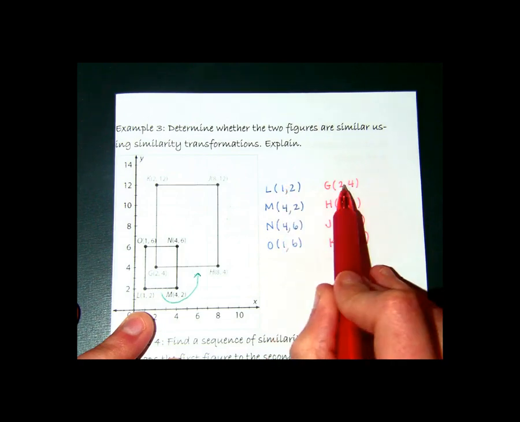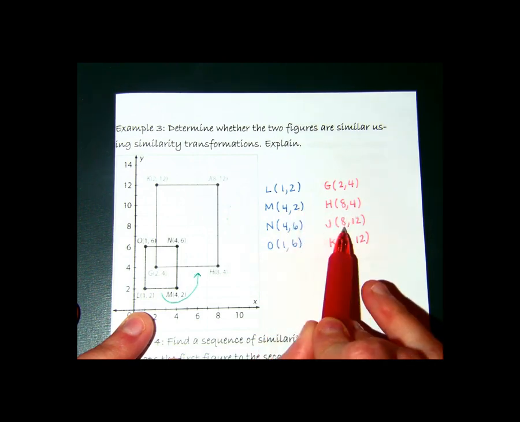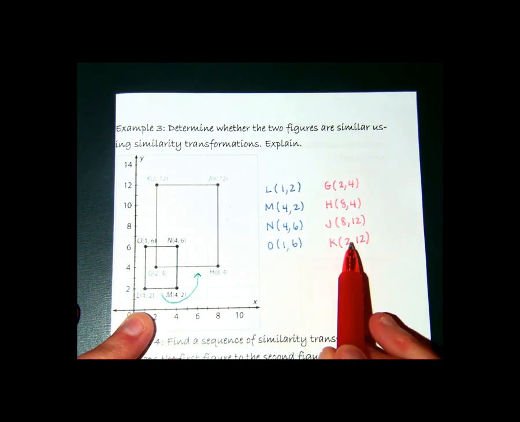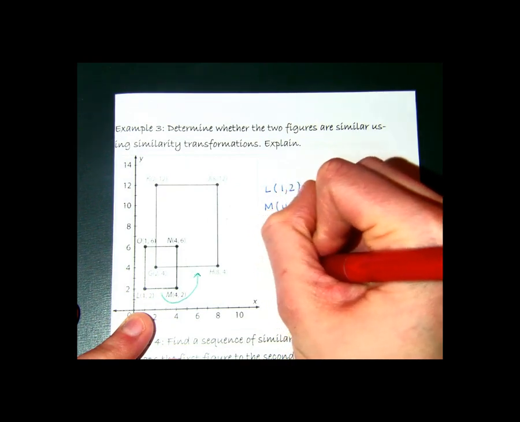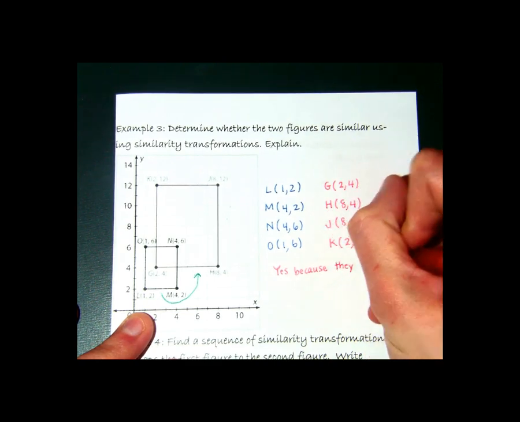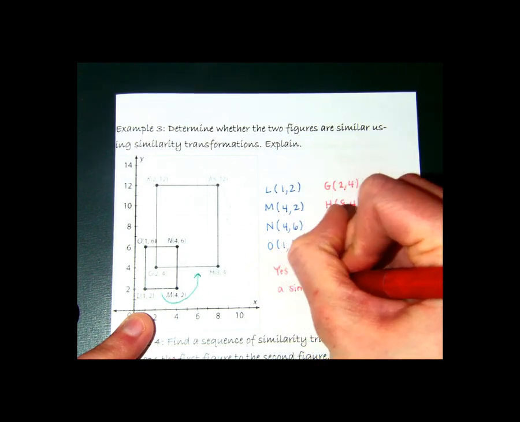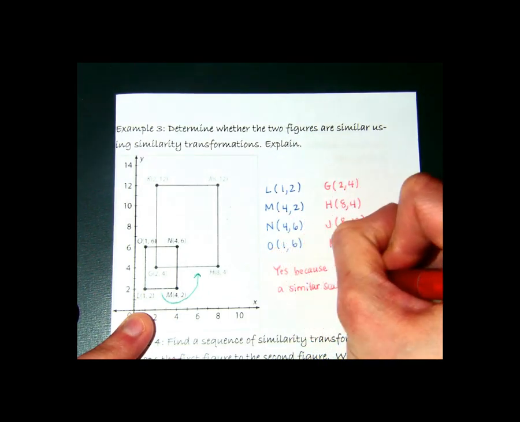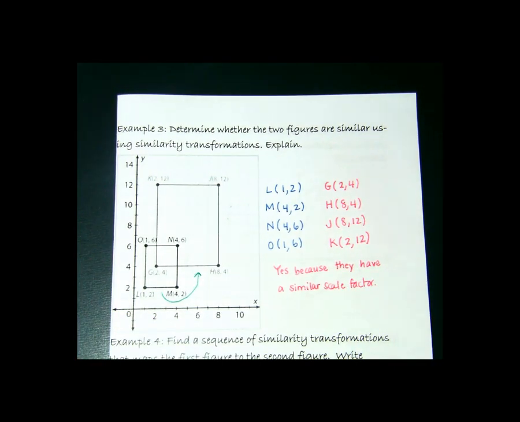Okay, 1 to 2 means we multiply by 2. 2 times 2 is 4. 4 times 2 is 8. 2 times 2 is 4. 4 times 2 is 8. 6 times 2 is 12. 1 times 2 is 2. 6 times 2 is 12. That works out then. Yes, because they have a similar scale factor of 2, which we're not finding the scale factor just yet, technically, even though we have found it. So let's look at number 4, where we actually do have to find the scale factor to write it in coordinate notation.